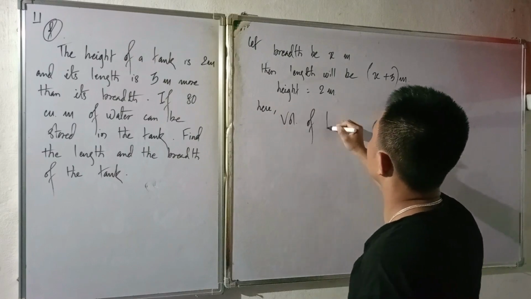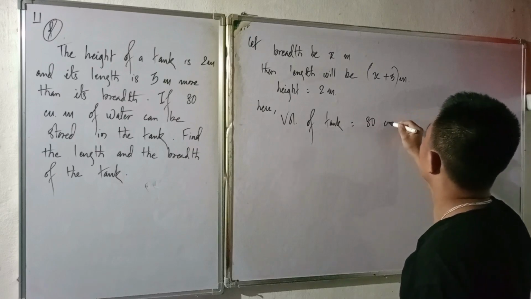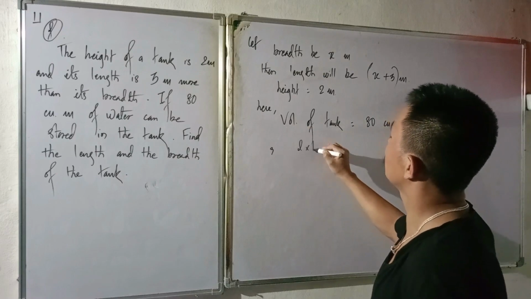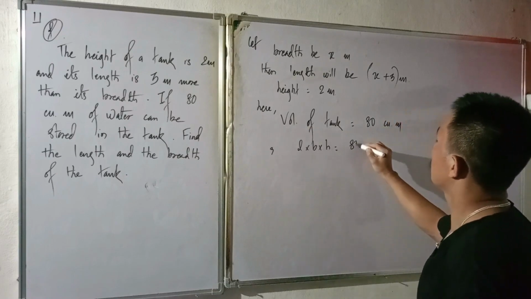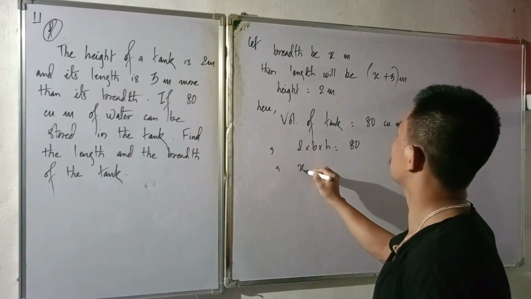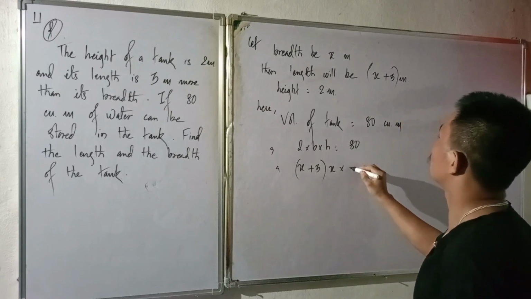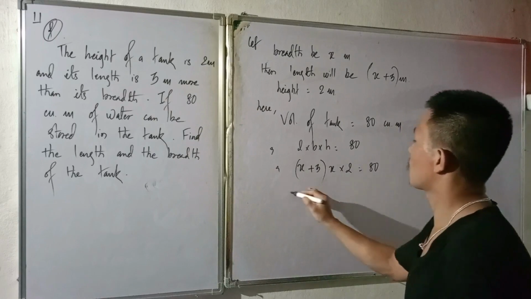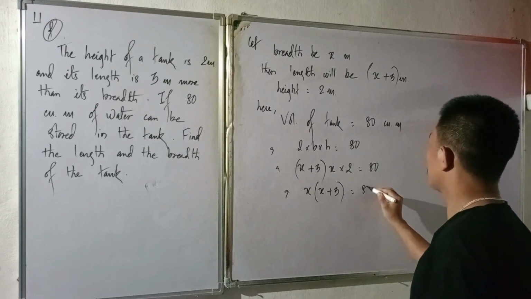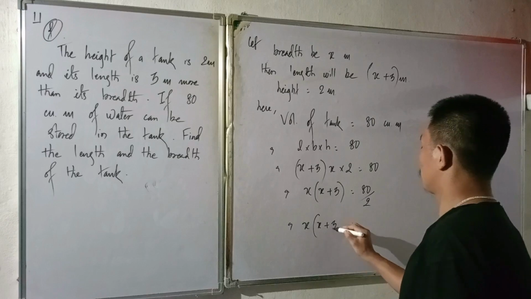Now here, volume of tank is given, 80 cubic meter. So volume of tank, use the formula L into B into H. That is the formula for volume. Replace the values: L we have x plus 3, B we have x, and h we have 2. Or x times x plus 3 is equals to 80 divided by 2.